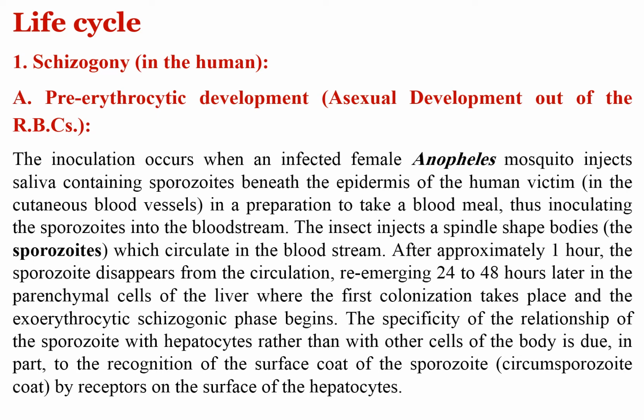To facilitate the study, I divided the stages of the life cycle into many parts, but in reality, it's continuous. A, the pre-erythrocytic development. This part happens in the liver cells and the reproduction occurs asexually. It's called pre-erythrocytic or exo-erythrocytic schizogony.